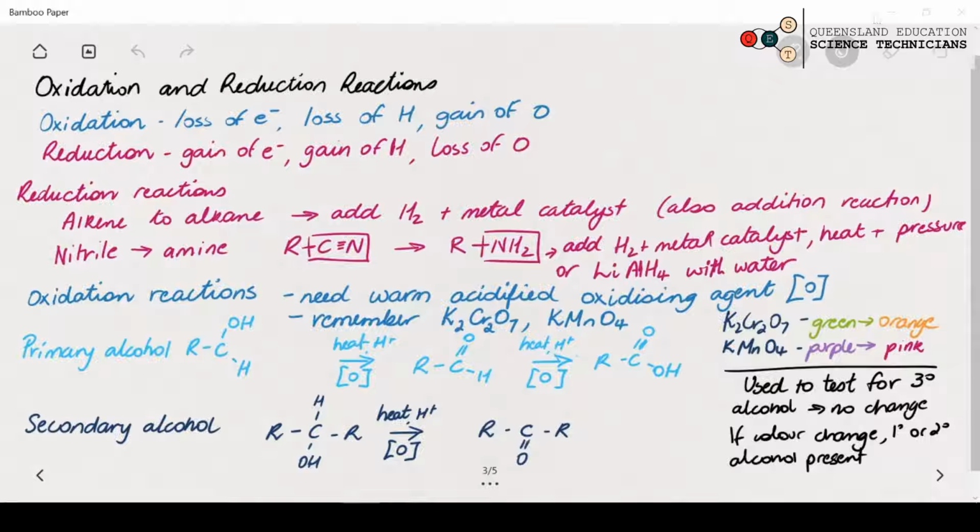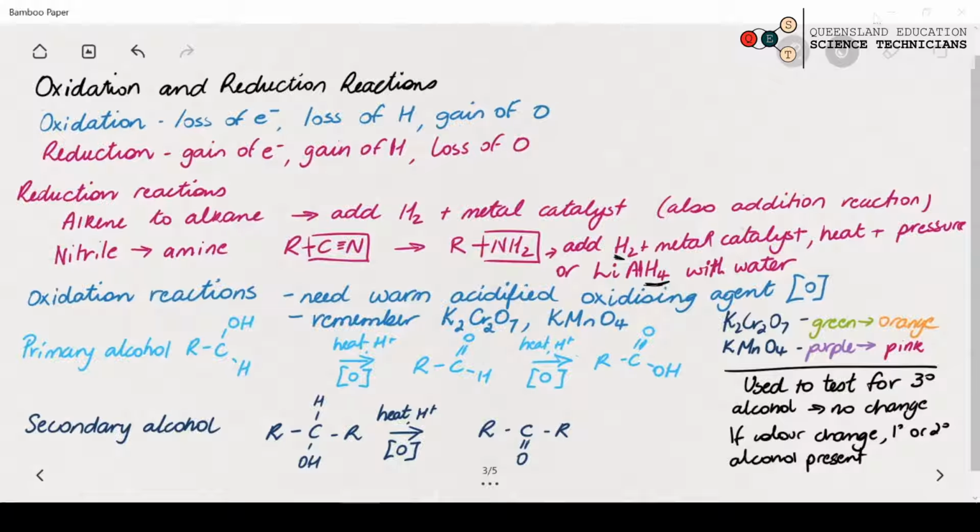But because it's not a double bond and just adding across, we also will need some heat and pressure in that particular case. Or we can use our lithium aluminium hydride, and we do that with water. It doesn't need the heat and pressure in this particular case. So choose which one, or try and recognize that we have our hydrogens here that we're adding and we have our hydrogens here that we're adding.